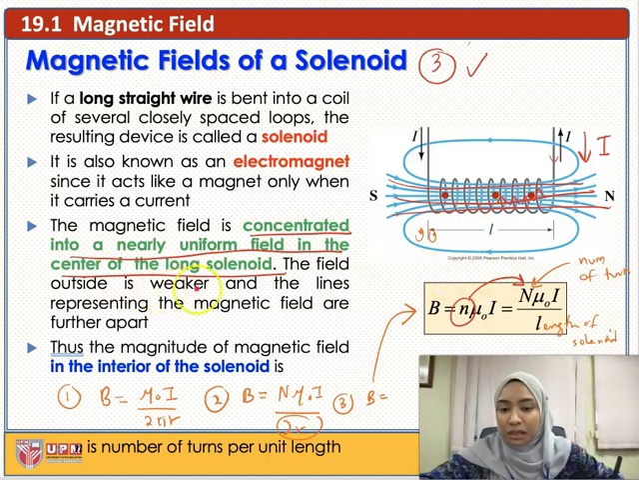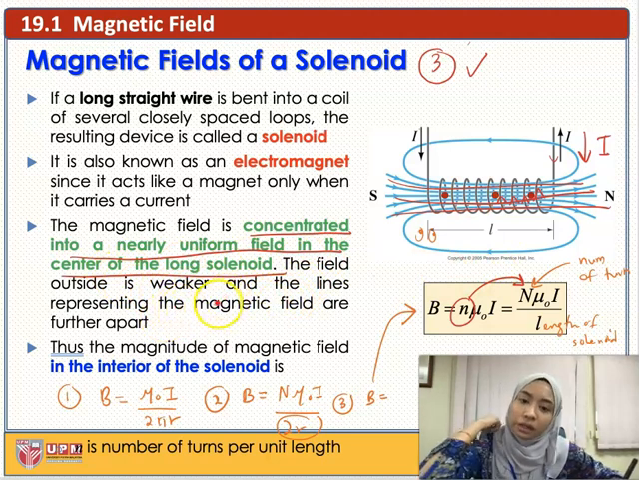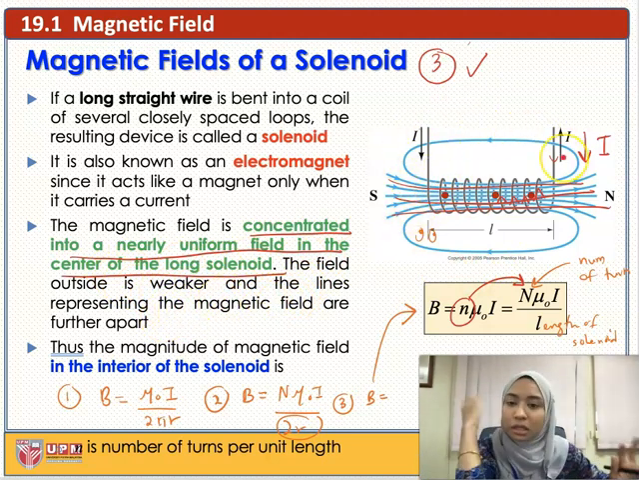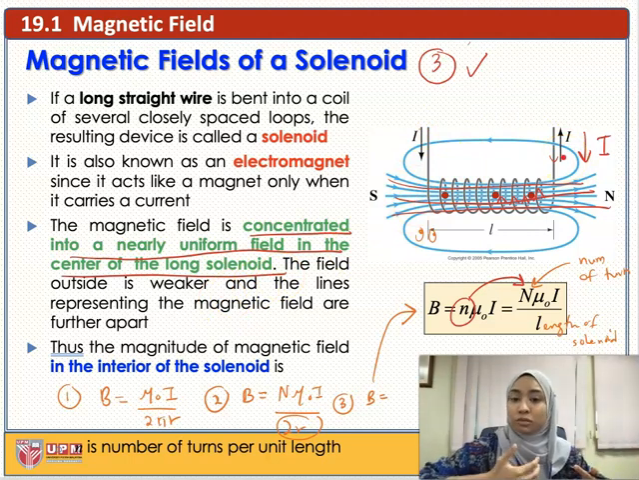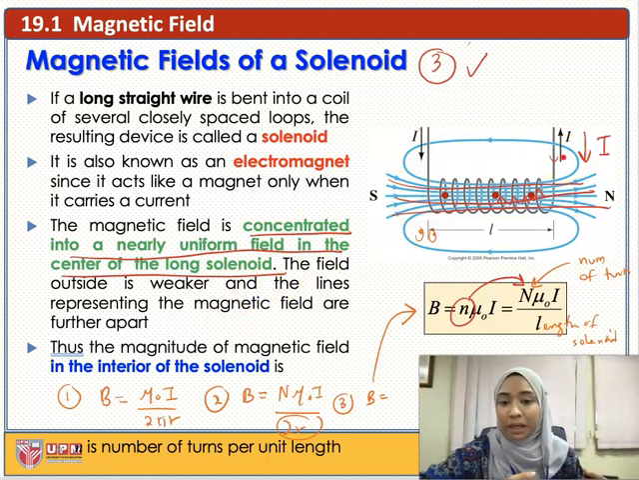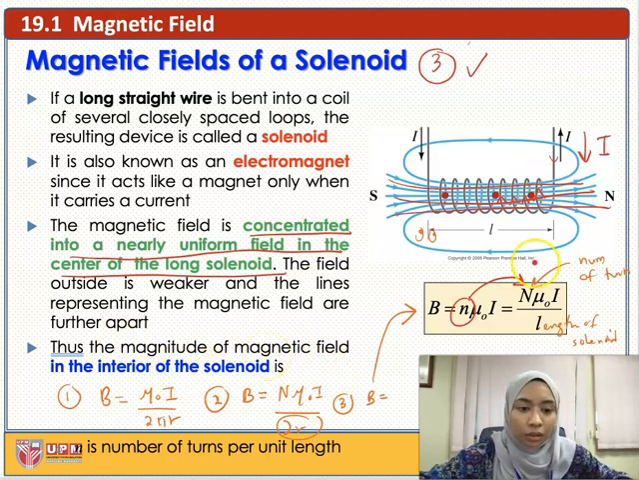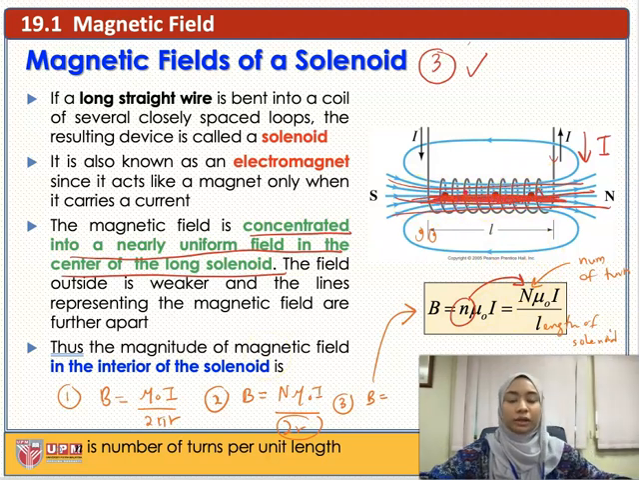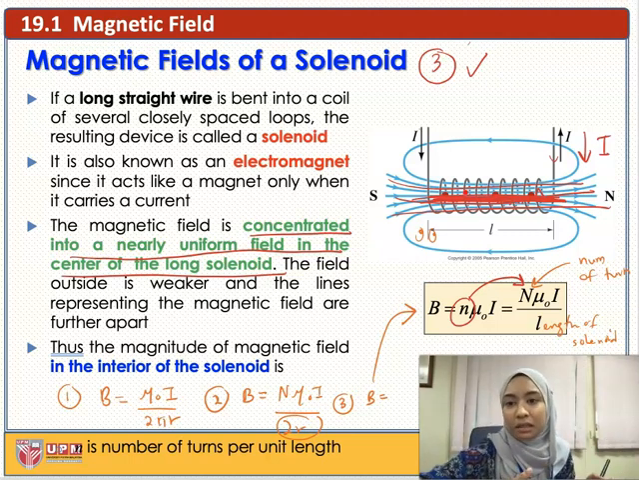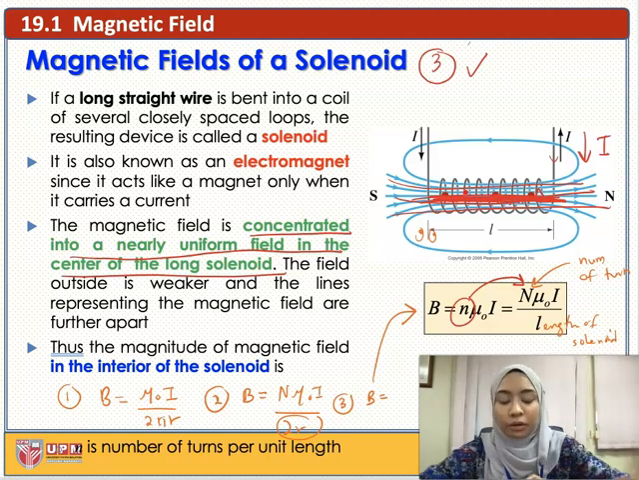The field outside is weaker and the lines representing the magnetic field are further apart. So outside the solenoid it's super weak. However, inside it's almost uniform, as if it's a permanent magnet. Thus, the magnitude of the magnetic field in the interior of the solenoid is given by the equation. When we use this equation, we are finding the B inside the solenoid. It's always inside, because outside it's super weak. We want to know the B inside because that is how we get the magnetic properties from this coil, this solenoid.